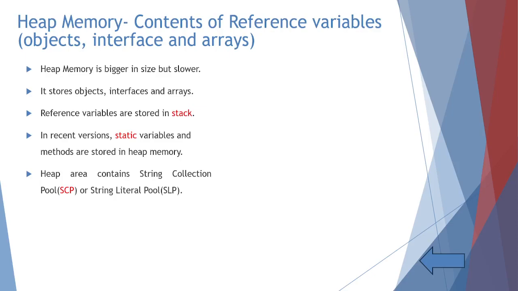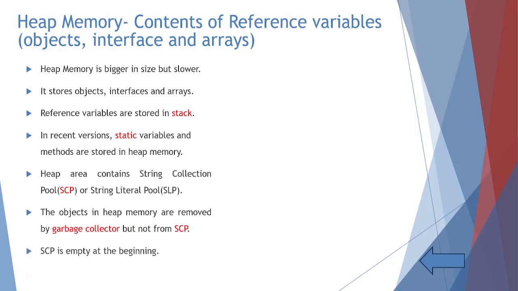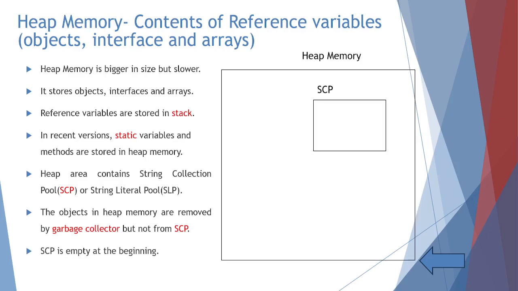To understand SCP, the string constant pool, we have learnt stack and heap so far. The objects in heap memory are removed by the garbage collector, but not from the SCP, that is the string constant pool. The garbage collector does not remove objects which are stored in the string constant pool. There is a reason for this. SCP is empty at the beginning.